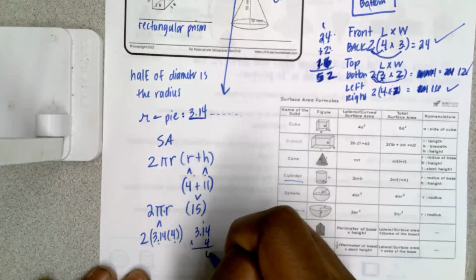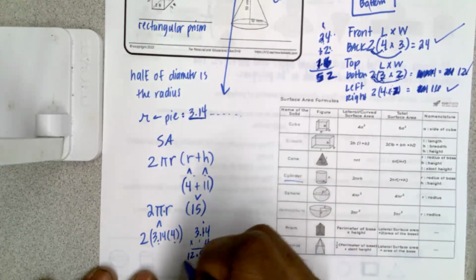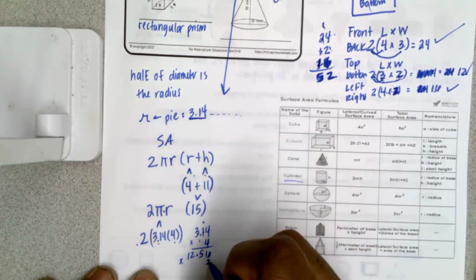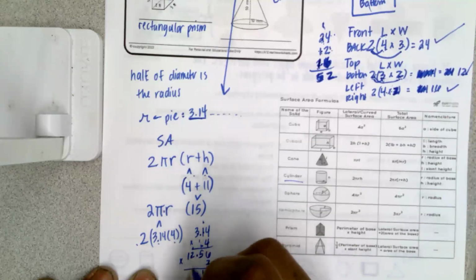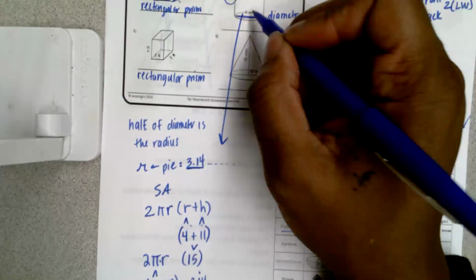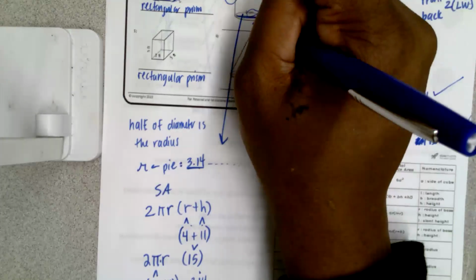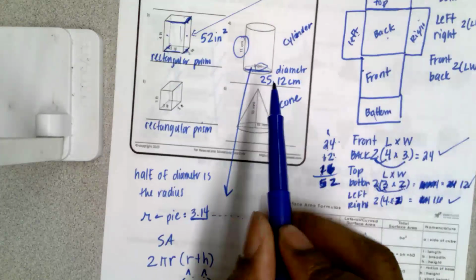4 times 4 is 16. 4 times 1 is 4, 5. Don't forget your decimal point. 4 times 3 is 12. Then you have to multiply that by 2. 6 times 2 is 12. 2 times 5 is 10, plus 1 is 11. Don't forget your decimal point. 2 times 2 is 4, plus 1 is 5. 2 times 1 is 2. 25.12, and the unit is centimeters. And that is the surface area of the cylinder.